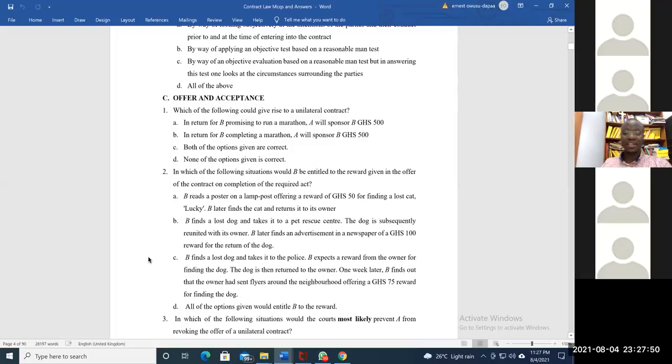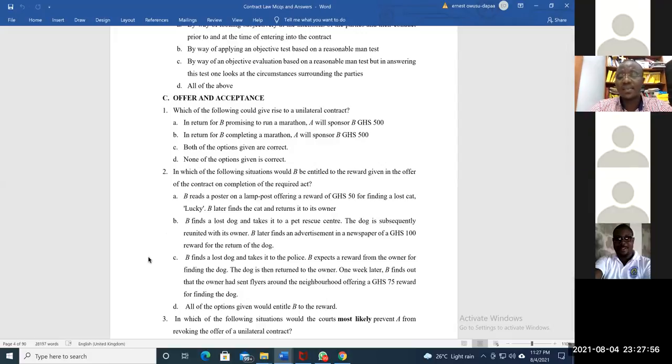Okay, so let's look at A. B reads a poster on a lamppost offering a reward of 50 Ghana cedis for finding a lost cat, Lucky. B later finds the cat and returns it to the owner. Okay, so you are right because B is aware of the offer and has also done the required act. And that is the classic situation of a unilateral offer. Or has anybody got a contrary explanation?